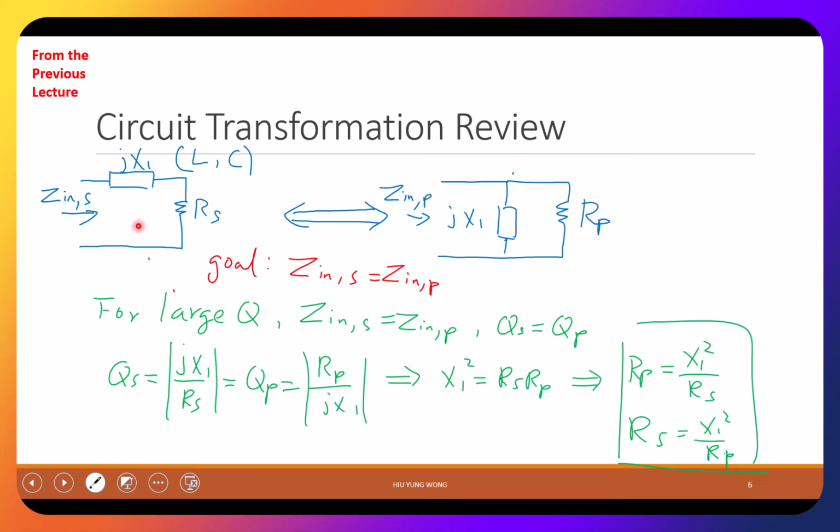If you give me this circuit and ask me to make this parallel, okay, I don't like series, I just don't like the word series. Can you make it parallel? Okay, I make it parallel. But in order to have the same impedance, you need to change Rs to Rp through this equation. Questions?